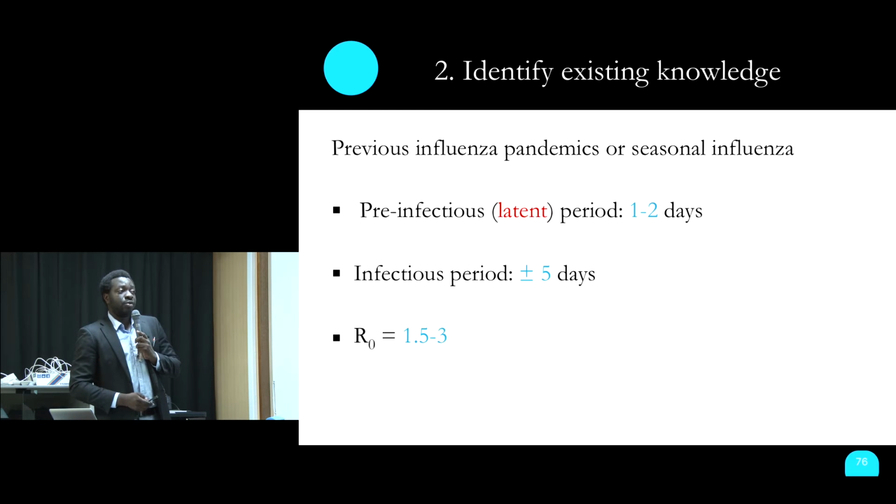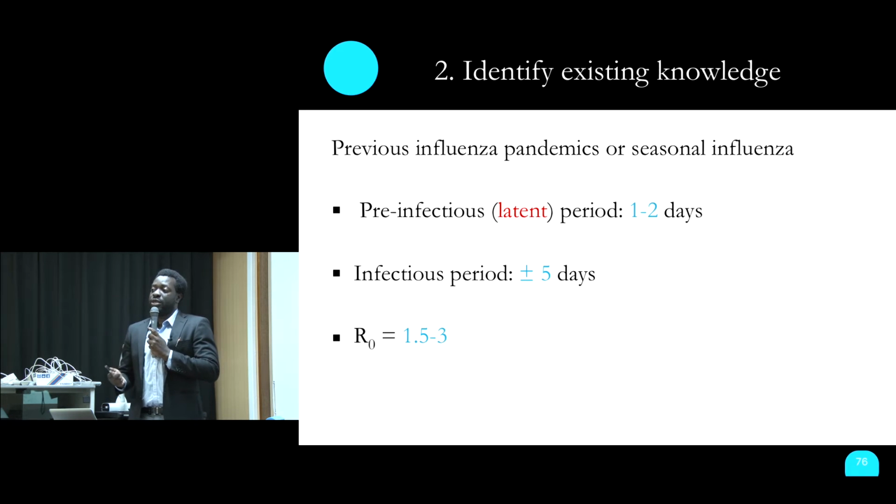So for example, in case of previous influenza cases, the latent period is about 1 to 2 days, and the infectious period is about 5 days, and R0 is about 1.5 to 3, meaning that the infection can go on and on if no one is protected.